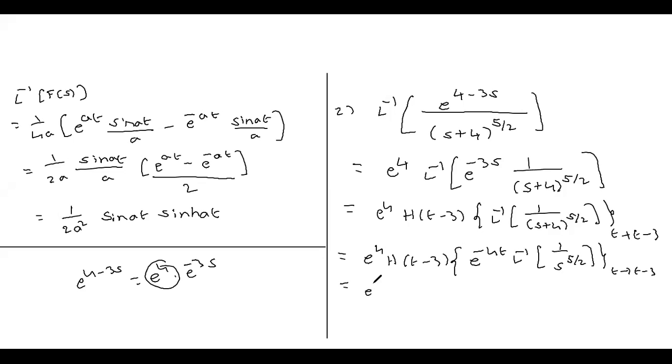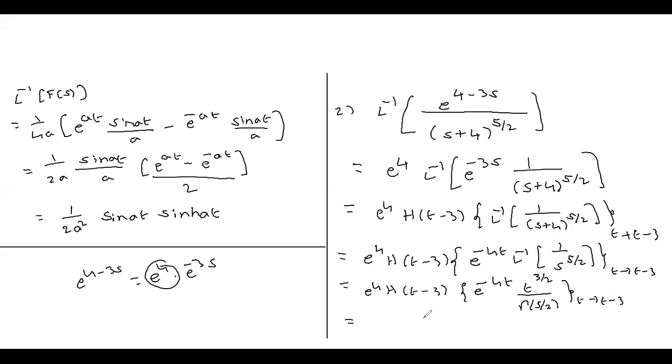So this is e power 4 H of t minus 3. See the parenthesis, e power minus 4t. Now what is L inverse of 1 by s power 5 by 2? t power 3 by 2 by gamma of 5 by 2. So is that okay? Let us keep that gamma of 5 by 2 as it is. Let us not simplify this. Later, if you want, you can simplify this.